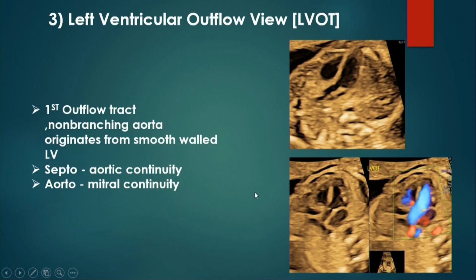Now coming to the third view. First, we have seen abdominal situs. Second, apical 4-chamber. Third one is the LVOT. This is the first outflow tract that is arising from the smooth wall left ventricle. You must see the septo-aortic continuity because most of the malaligned VSDs are located here and they are commonly associated with complex outflow tract abnormalities. And second, you must see the aortomitral continuity.